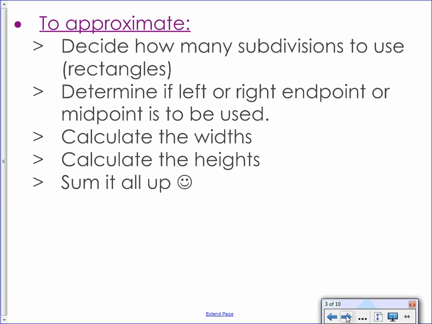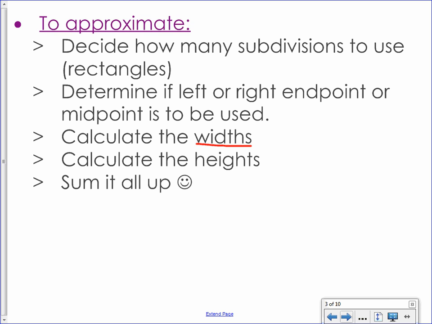Then we need the heights and the widths of each of our rectangles. Which one of those is going to be the same for all? The widths. The widths of our rectangles will be the same. How can we figure out how wide our rectangles are? The subdivision. Divide the total by how many rectangles.